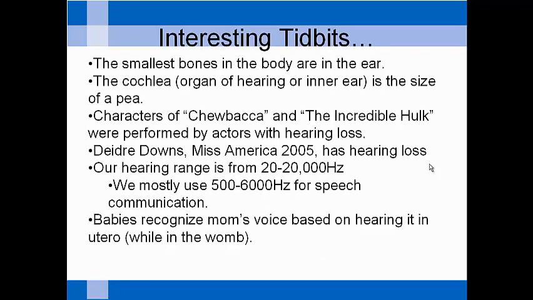Okay, so these are some interesting tidbits about the ear and the hearing. The first one we have is the smallest bones in the body are actually those three little bones in our middle ear. The cochlea, or the inner ear, is the size of a pea. So a very, very small organ of hearing that we have.